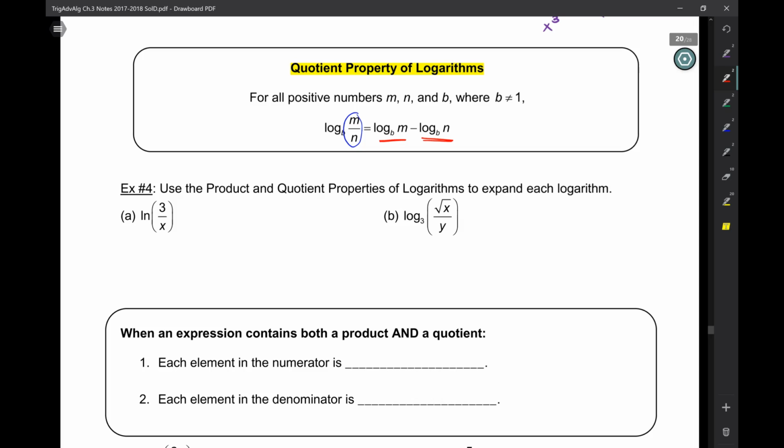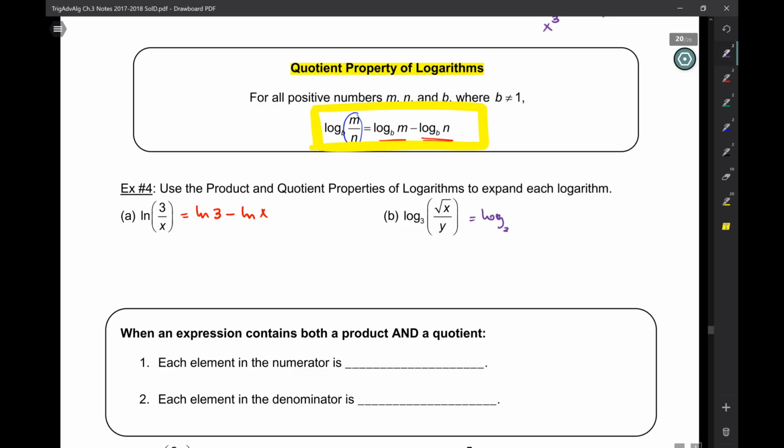Okay. All right, so let's do this one. 20 seconds. Do that first one. Any ideas? What do we think? ln of 3 minus ln of x, right? So we're using the quotient property. So far, this is the second property we've learned. Now, what about the next one?